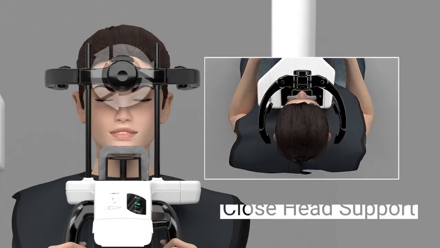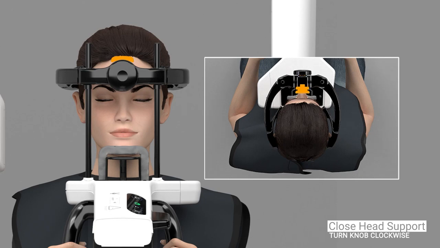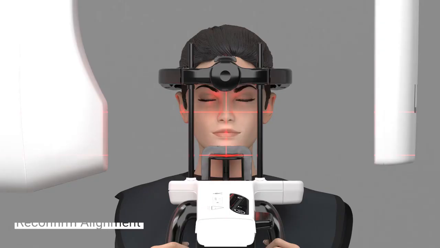Close the head support by rotating the knob clockwise. Adjust the forehead support so it is resting against the patient's forehead. Reconfirm proper patient alignment using the positioning lights. You're now ready to acquire a scout image.